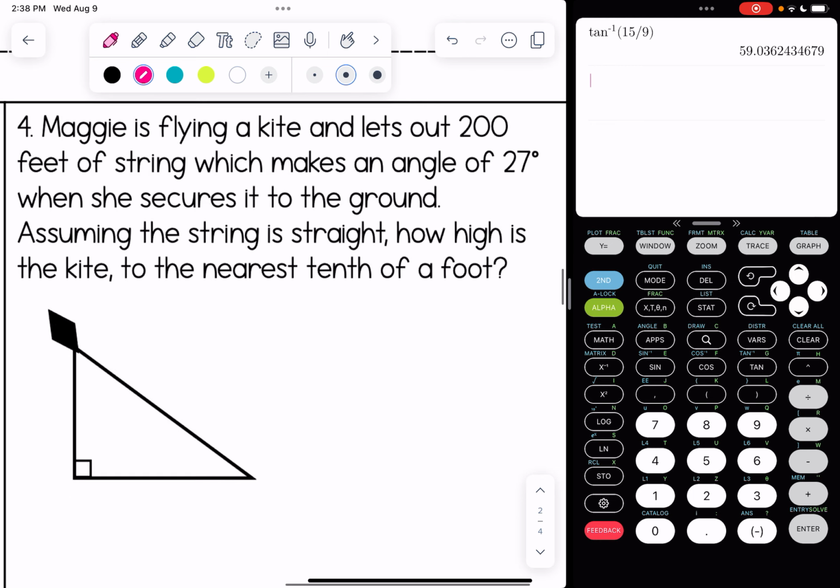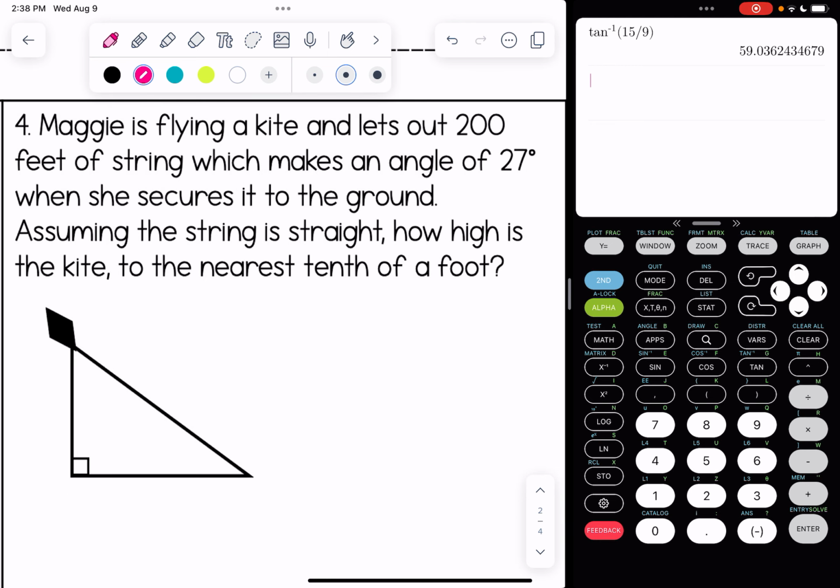Number 4, Maggie's flying a kite and she lets out 200 feet of string, which makes an angle of 27 degrees when she secures it to the ground. Okay, think about a kite. When you are flying a kite, the string is kind of going diagonally. So I know the hypotenuse of this triangle is the 200. It's making an angle of 27 degrees with the ground, so I'm going to fill in 27 degrees by that angle of elevation. And it says, assuming the string is straight, how high is the kite?